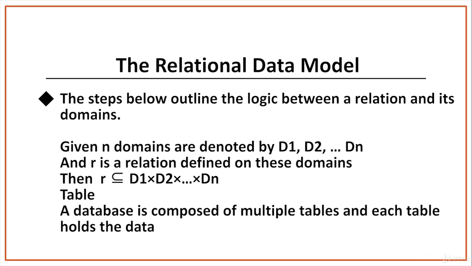The steps I'm about to mention outline the logic between a relation and its domains. Given n domains denoted by d1, d2, up until dn, and R is a relation defined on these domains, then R has some or all elements of d1 x d2 x, up until x dn. Now let's talk about tables. A database is composed of multiple tables, and each table holds the data.